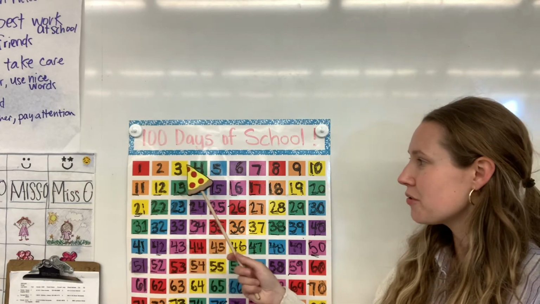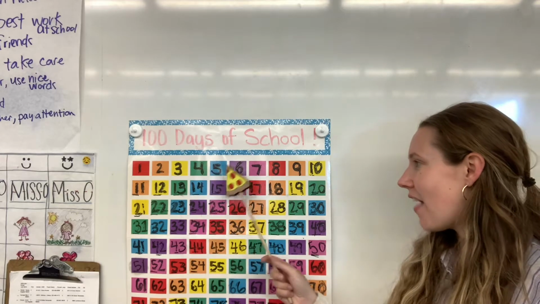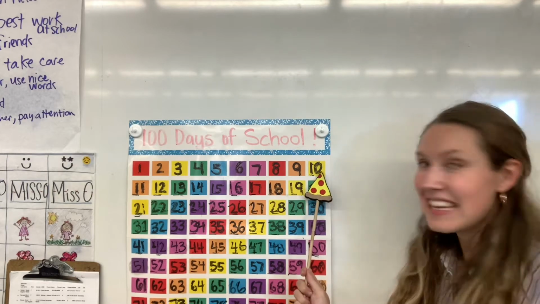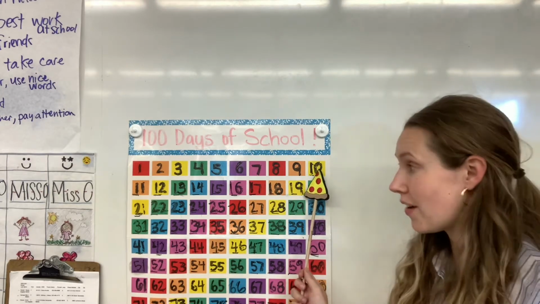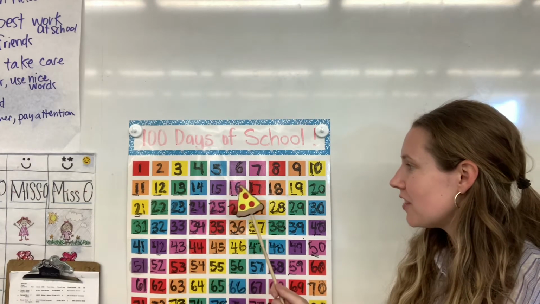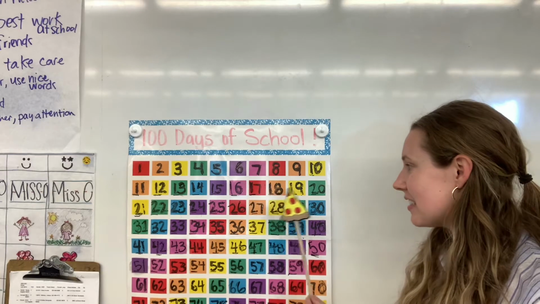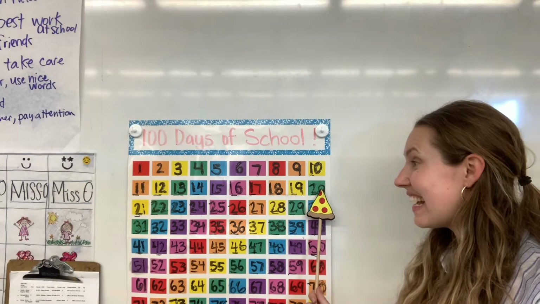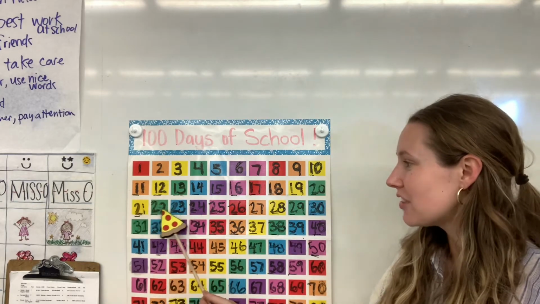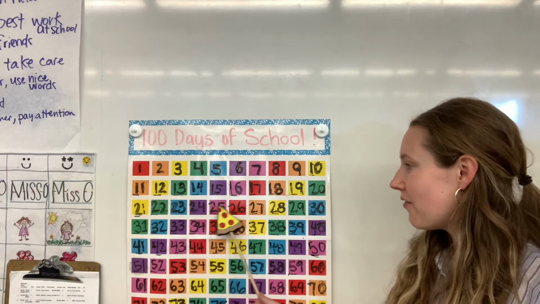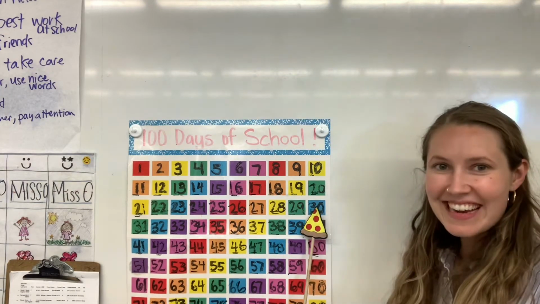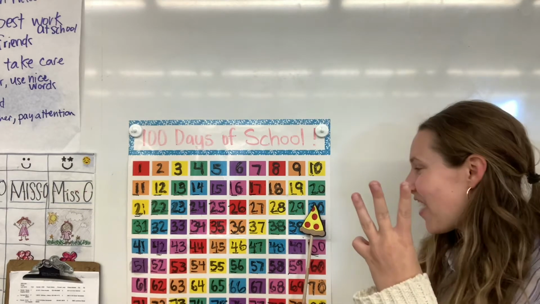1, 2, 3, 4, 5, 6, 7, 8, 9, 10. Now we start with our pattern of a 1 in the front. 11, 12, 13, 14, 15, 16, 17, 18, 19, 20. And now we have our 2s in the front. 21, 22, 23, 24, 25, 26, 27, 28, 29, 30. Now we have our 3s in the front.